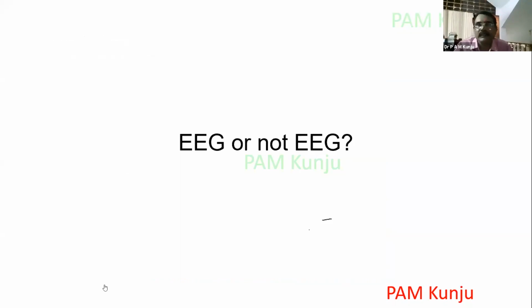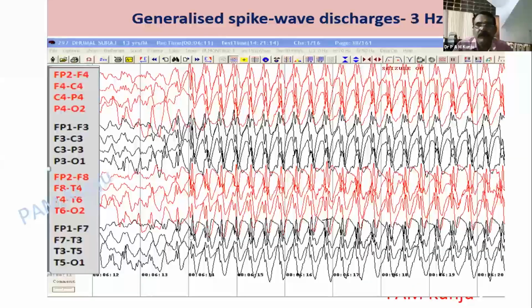This time we have to do an EEG, and the EEG will help us in certain situations. So here, after hyperventilation, you are seeing a very typical 3 per second spike and wave activity. See, this is 1 second, and you are seeing the 3 per second spike and wave activity. So being a 10-year-old child, we will make a diagnosis of juvenile absence epilepsy here.